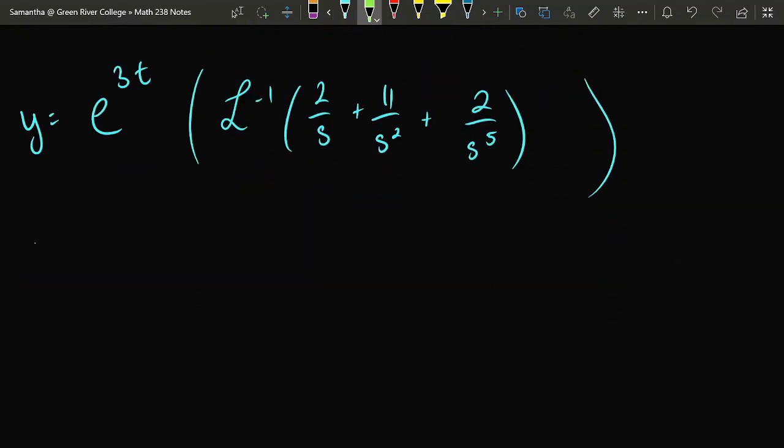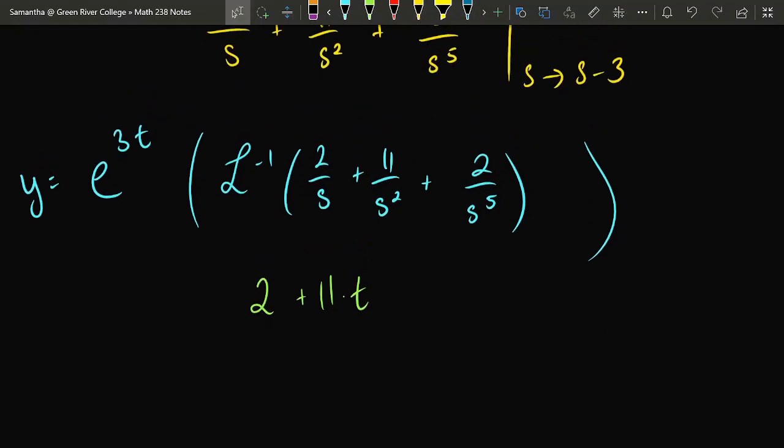The inverse Laplace transform of 2 over s is equal to just the number 2. The inverse Laplace transform of 11 times 1 over s squared is equal to 11 times t. But in order to invert 2 over s to the 5th power, I'm going to need to do a little bit of adjustment. The table says that the inverse Laplace transform of 4 factorial, a 24, in the numerator over s to the 5th power would be equal to t to the 4th power. But I don't have a 24 in the numerator, I just have a 2.